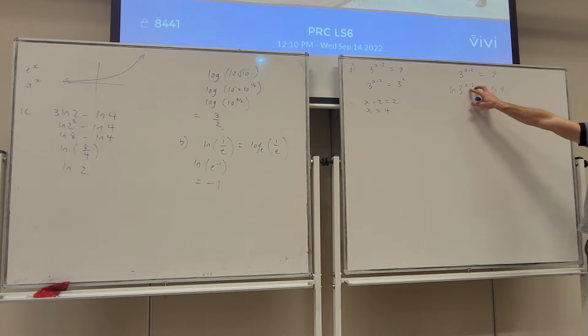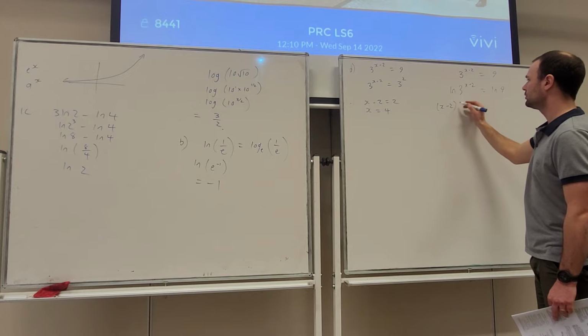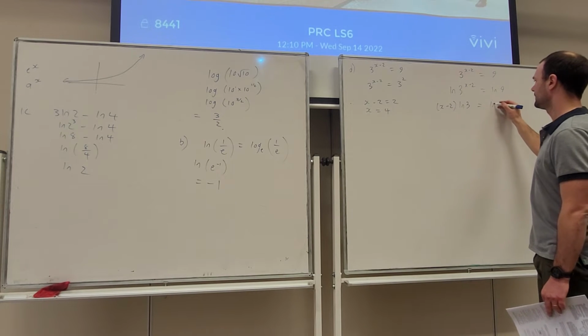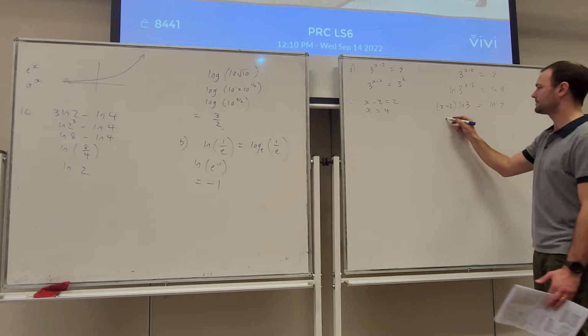Now, this power can come out the front, right? So that's going to be x take 2 multiplied by ln of 3 is equal to ln of 9. ln of 3 is just a number, so we'll divide both sides by ln 3.